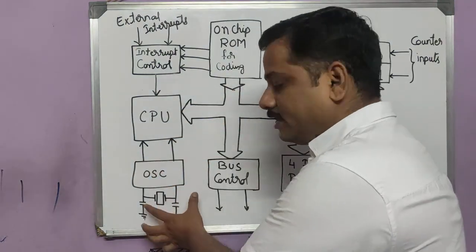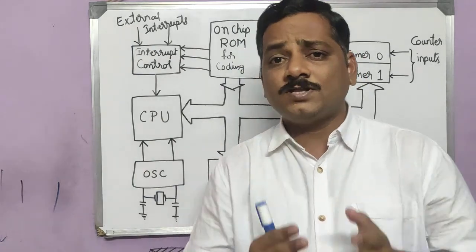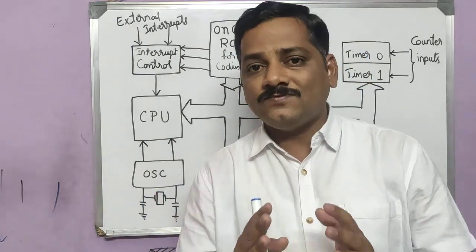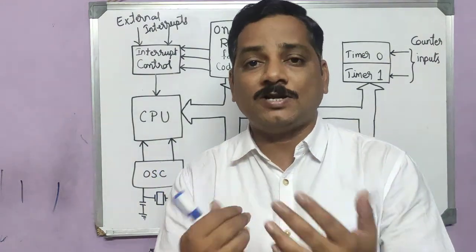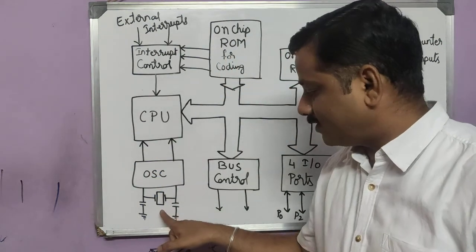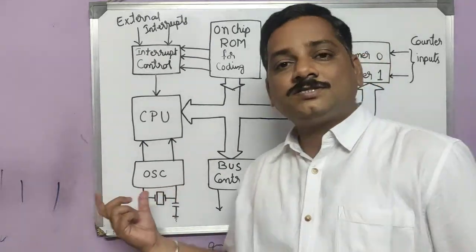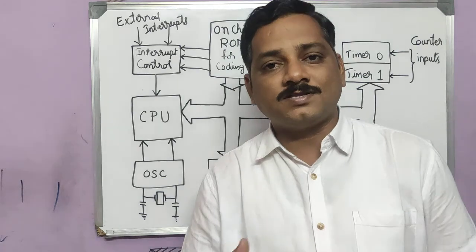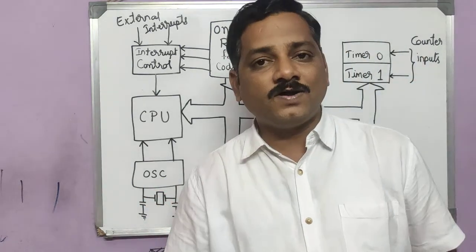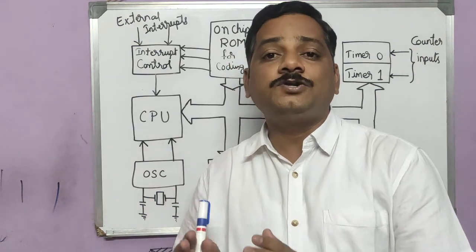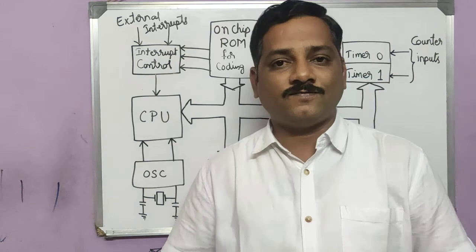Next we have an oscillator here, connected to the CPU. What will the oscillator do? Generally we know that an oscillator oscillates, meaning it generates pulses. Here I have a crystal, and this is a crystal oscillator. It generates pulses at a certain frequency. For the microcontroller 8051, it is 11.0592 megahertz. That is the working frequency of the 8051.